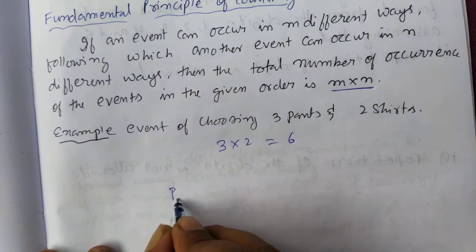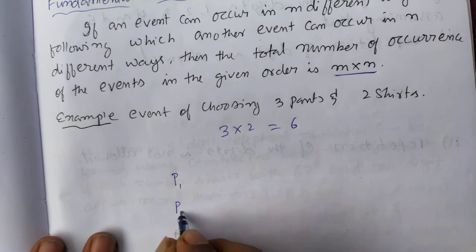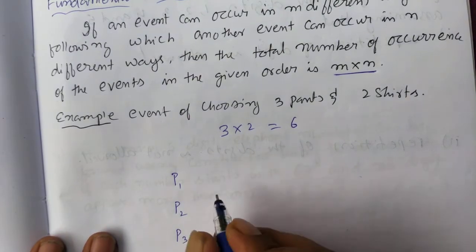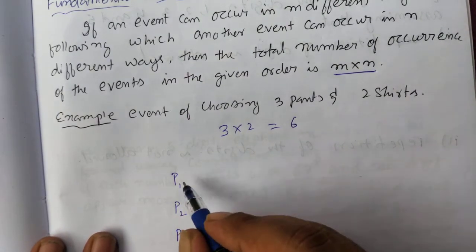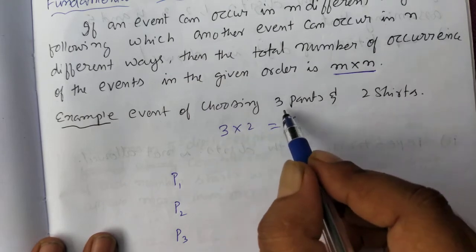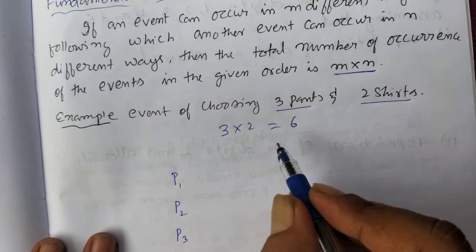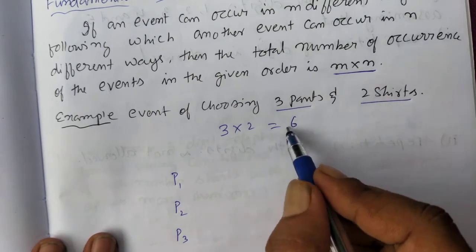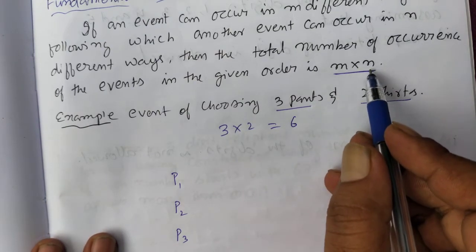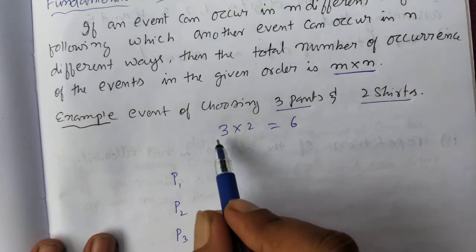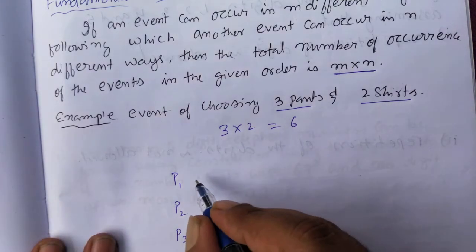Suppose there are 3 pens: pen 1, pen 2 and pen 3. There are 3 pens and 2 shirts. That means we can put the pen and shirt in 6 ways using this formula m into n, that is 3 into 2. But let us do it practically also.